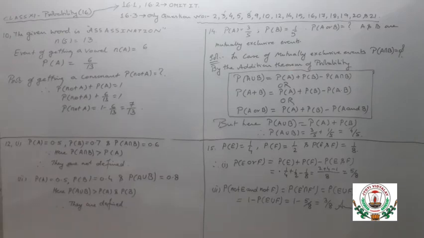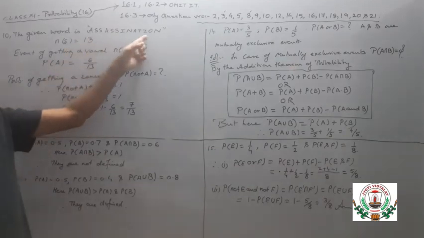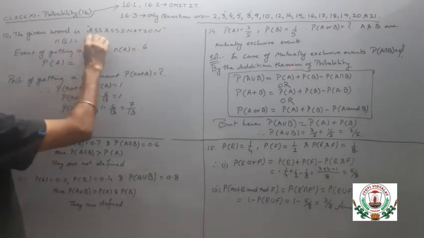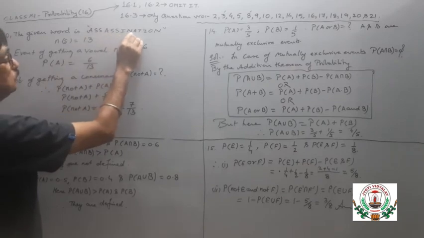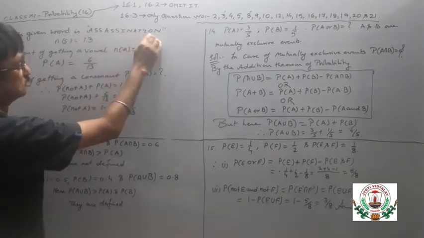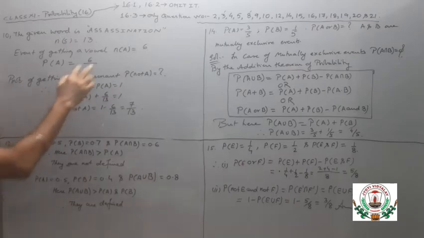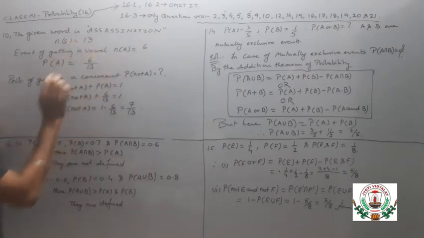Now let's come to the next question, number 10. The given word is association. The number of alphabets in this word is 13. Event of getting a vowel: the number of vowels, 1, 2, 3, 4, 5, 6 vowels are there. So probability of getting a vowel will be n(A) upon n(S), that is 6/13.